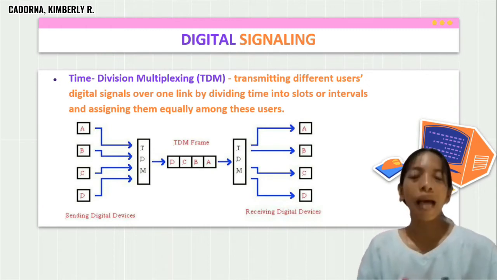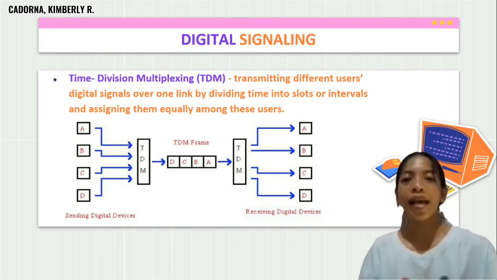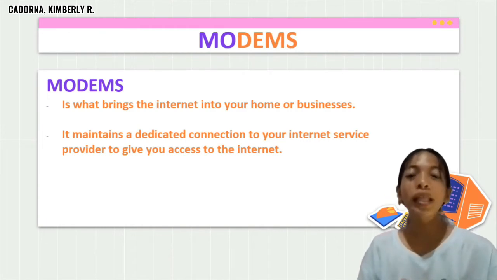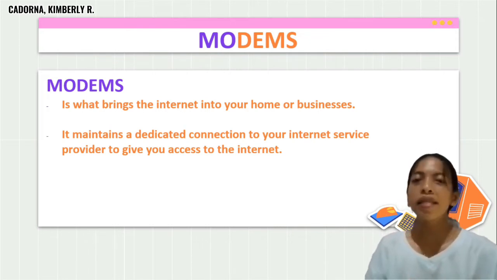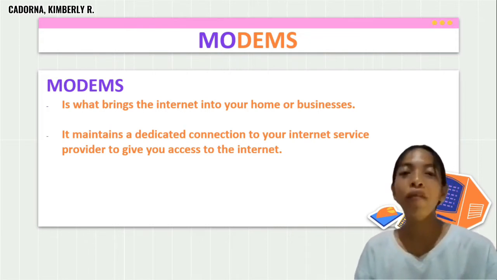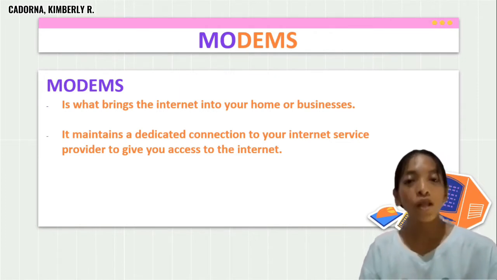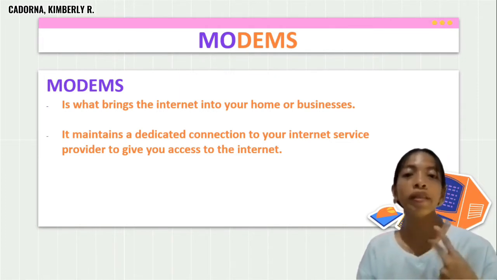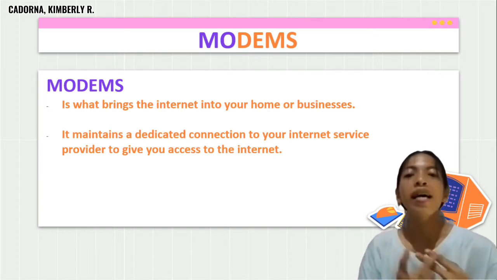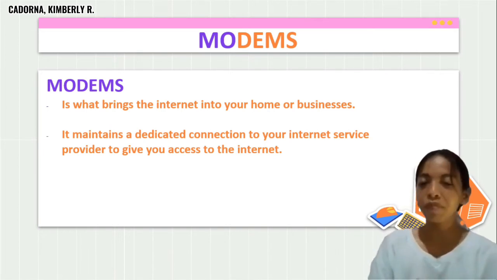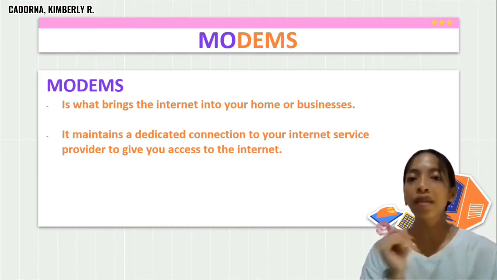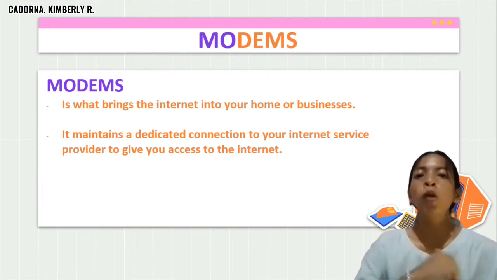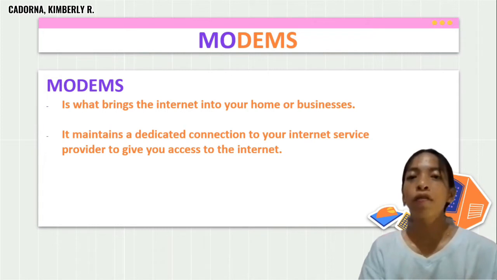So let's go to the last topic that I am assigned to discuss for today, and that is modem. So what is a modem? Modems are what bring the internet into your home, and it maintains a dedicated connection to your internet service provider to give you access to the internet. Modems are very important because of the two different types of signals. Remember the two different types of signals that are used in a computer and on the internet. A computer only reads digital signals, while signals out on the internet are analog type of signal. So the modem is necessary for it to work in terms of providing internet to the computers.